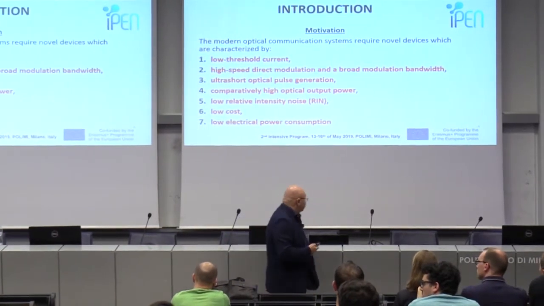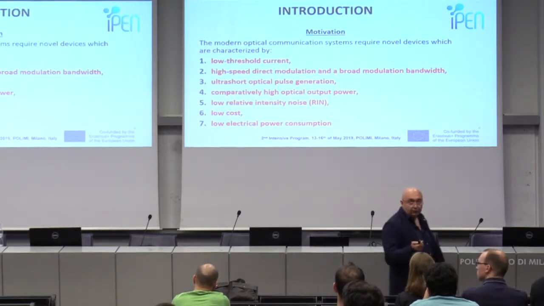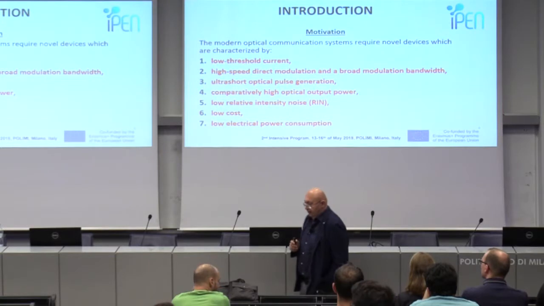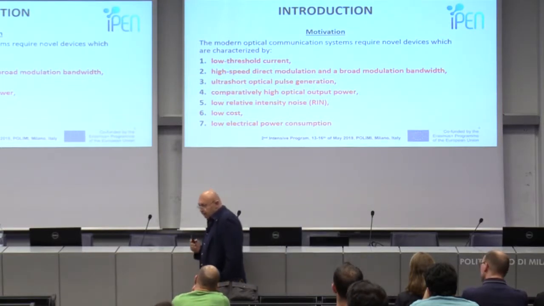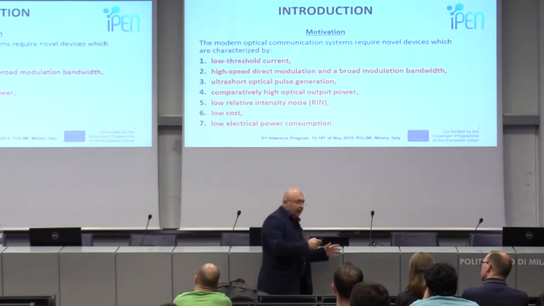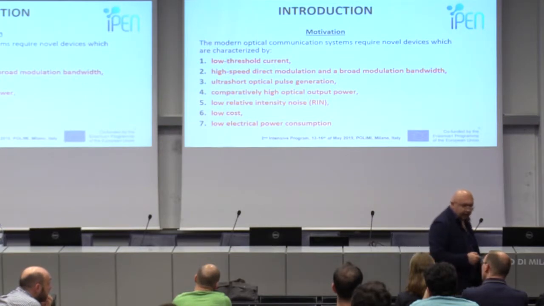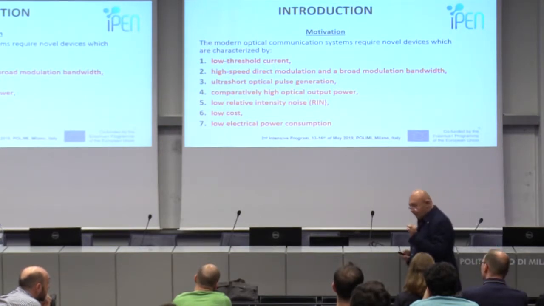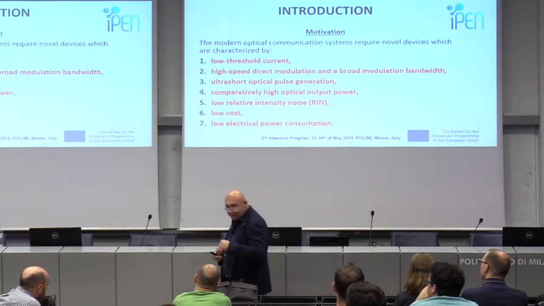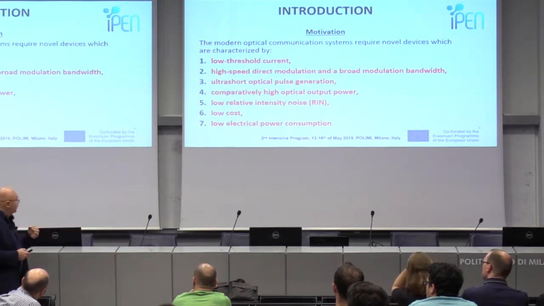So we need devices with low threshold current. The low threshold current is important if you are looking at the data centers, because they are using a huge amount of power. This is the reason that Facebook, Google, Amazon, and other companies are building data centers in cold countries in order to save energy. About 20% of the power is going on communication. So we definitely have to reduce the power we need to operate the optical components.